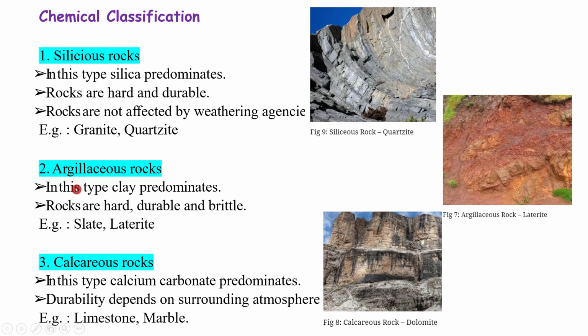The argillaceous means clay. In this type of rock, the clay predominates. The rocks are hard, durable, and brittle. Examples: slate, laterite. Then we have the calcareous rocks. In this type, calcium carbonate predominates. Durability depends on the surrounding atmosphere. Examples include limestone and marble.